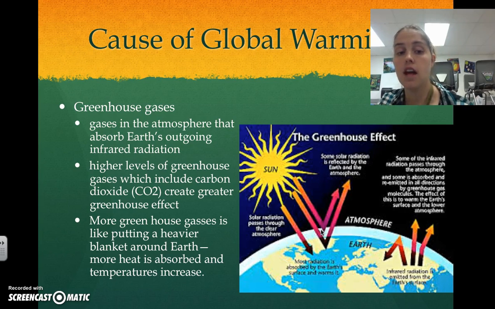Now, the more ozone we have, or the more greenhouse gases we have, the more carbon dioxide we have, the greater the greenhouse effect. So essentially, the more carbon dioxide we have, the thicker the blanket around the Earth. And so you will get more heat being held in, and thus a higher Earth temperature.